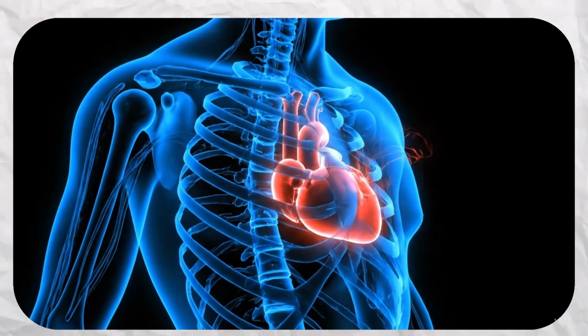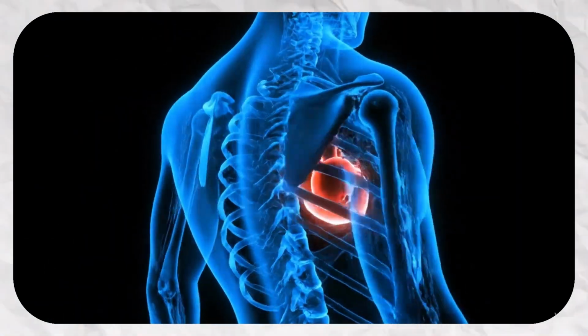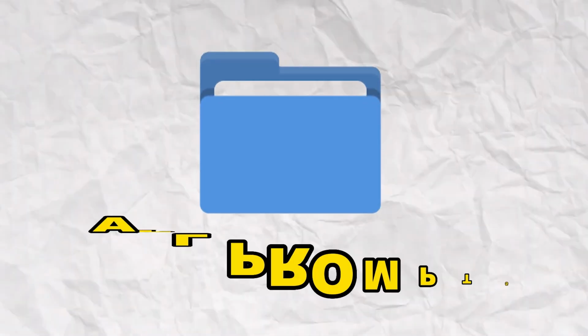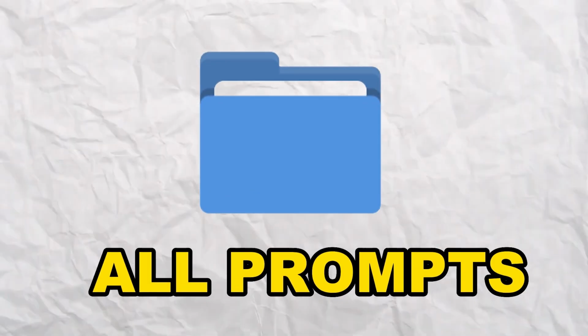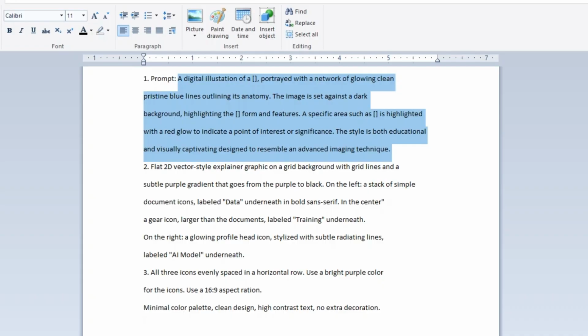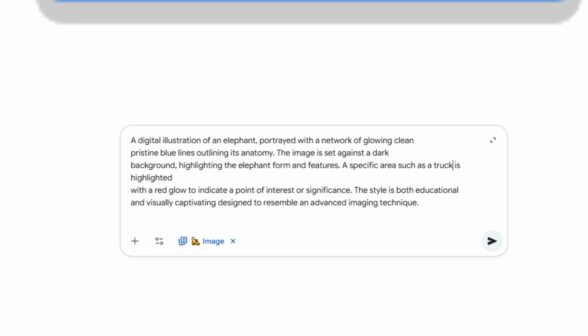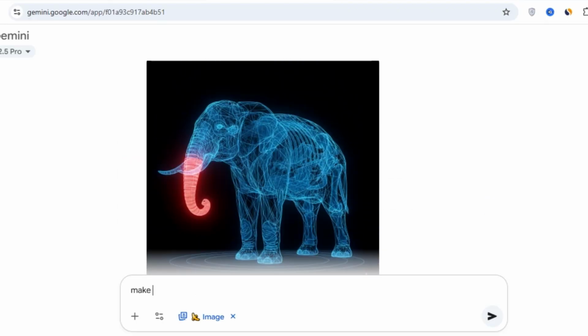The next thing that we're gonna create is a digital illustration. And for this one, I use this prompt. If you want a document of all the prompts that I use in this video, just comment prompt, I'm gonna share it to you. So I pasted this prompt in Nano Banana, and inside this prompt, I edited it to have elephant. Nano Banana gave me a beautiful digital illustration of the elephant.